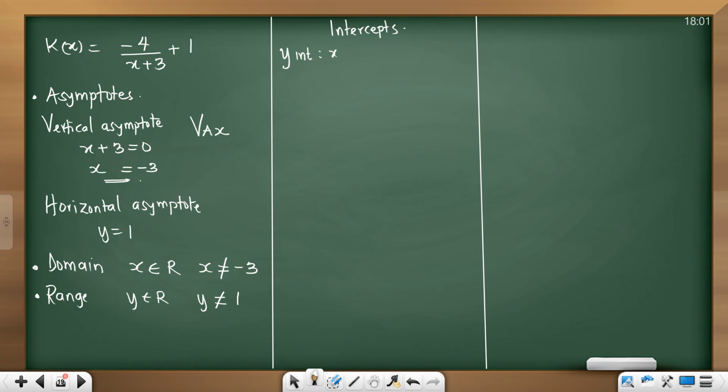Same story. Y-intercept, x should be equal to what? 0. So y equals negative 4. My x is now 0. You put that in a calculator and get your answer. What would your answer be? 1 minus 4 over 3? Negative 1 over 3, I think. Somebody confirm for me?